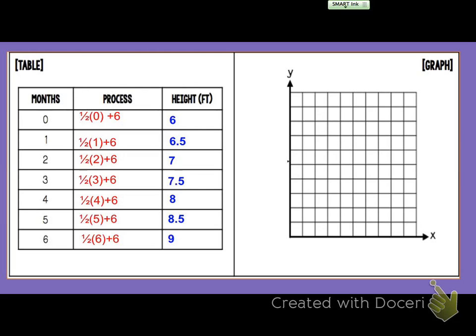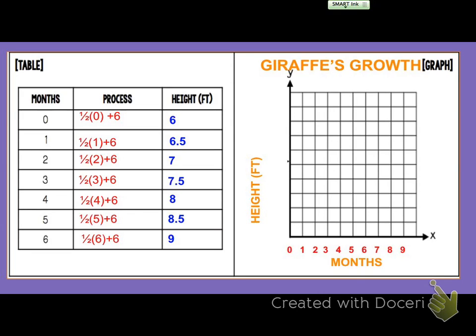So now we have to take this table and create a graph. So our graph is going to be labeled giraffe's growth. We're going to label our x and our y. Our x is going to stand for months, and height is going to be our y. We're going to label our intervals, and our x's are going up by 1s up to 6, and our height is also going up by 1s up to 10.